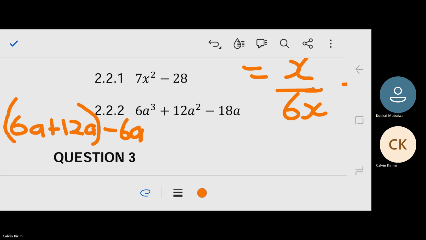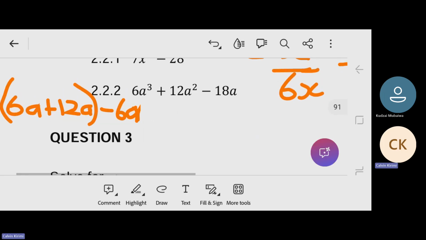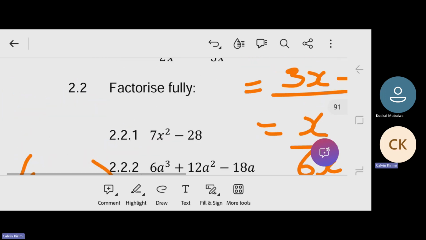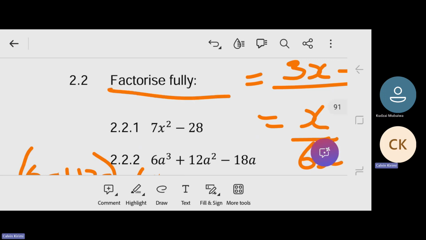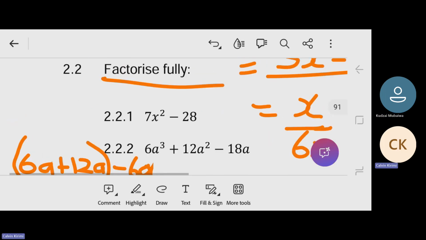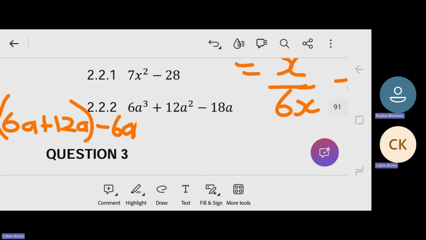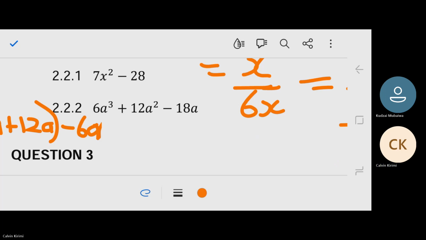All right, let's see if it's correct. So here, what did we say? The question is saying factorize. You are factoring out, so you check the highest common factor, like what we did here. Our highest common factor was 7. So here, what is the highest common factor?